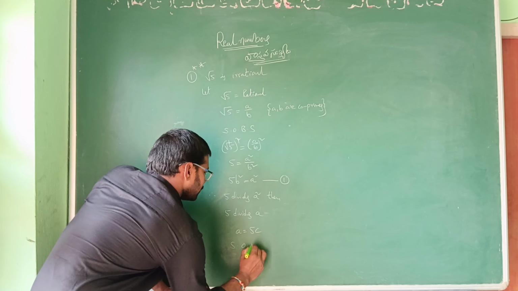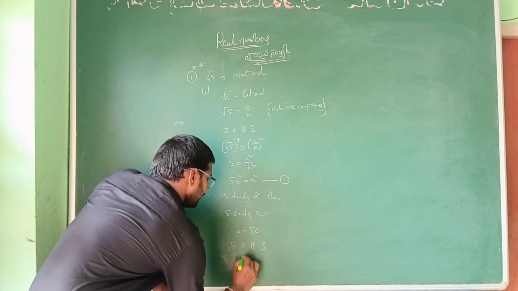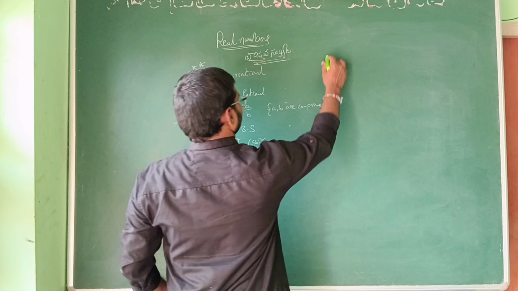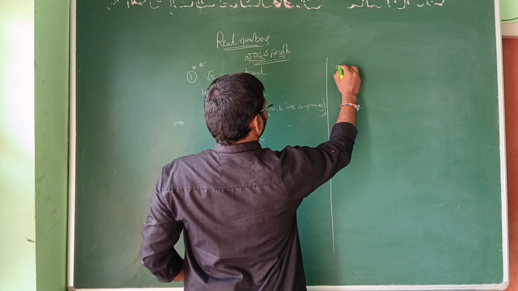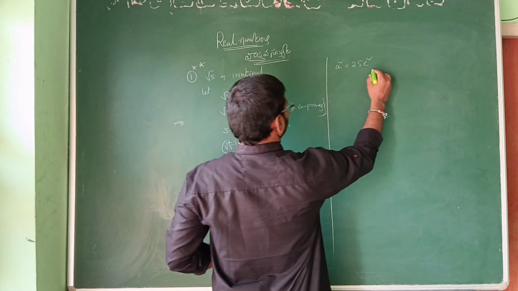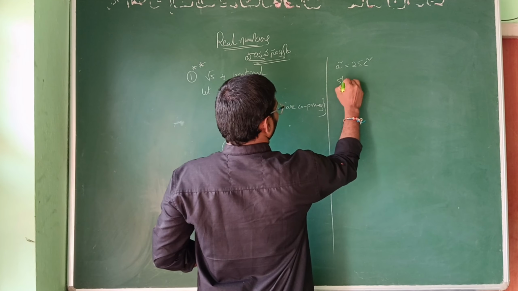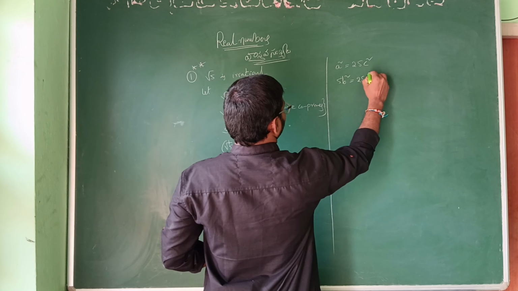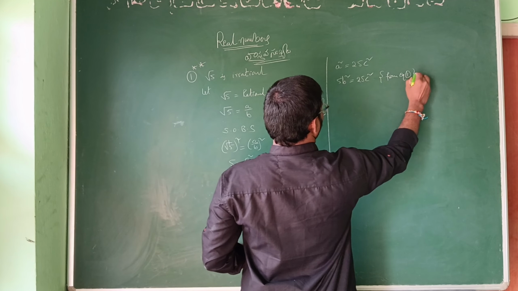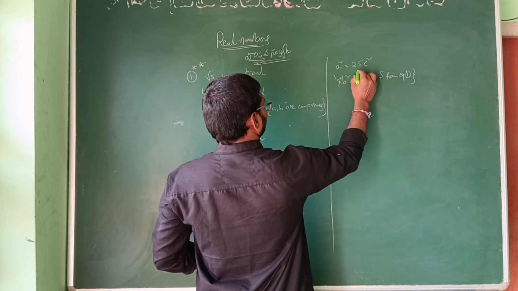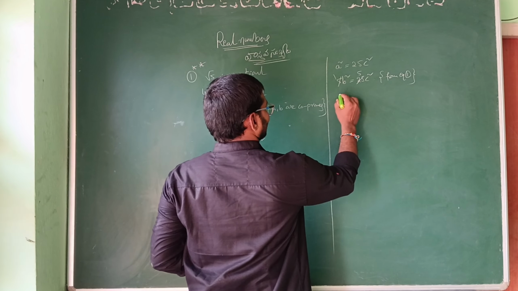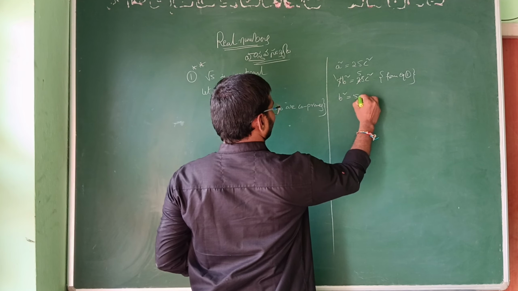Again squaring on both sides: a square equals 5c whole square, so a square equals 25c square. Now from equation 1, 5b square equals 25c square. Both sides have the same multiples, so you can cancel them. b square equals 5c square.